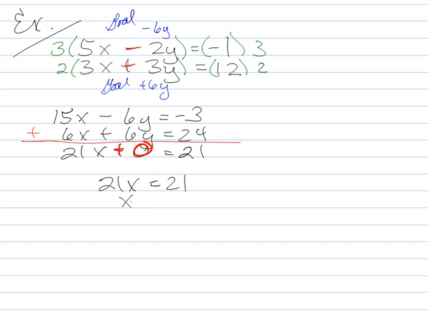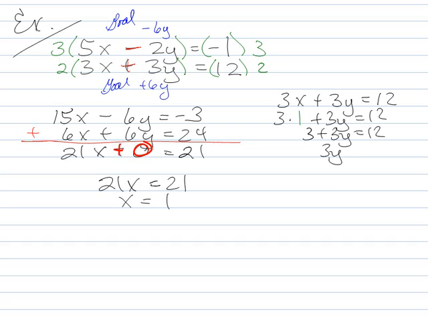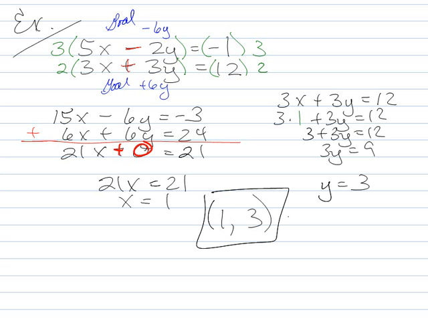21x equals 21, so x equals 1. Now I plug it back into one of the original equations. I'm probably going to go with this one just because it looks, well, actually that one looks harder now that I've already written it, but I'm committed. So x is 1 plus 3y is 12, so 3y is 9, so y is 3. So my solution is 1, 3.